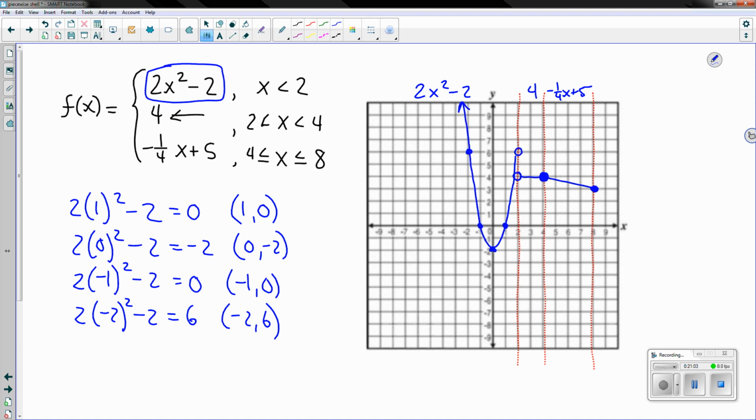Okay, and that quadratic is going to go on forever because I could continue to plug in negative values and have no issues with the output. So there is a depiction of the piecewise.